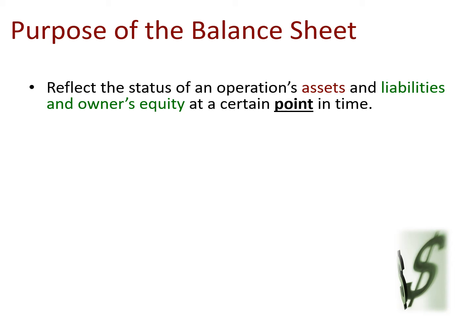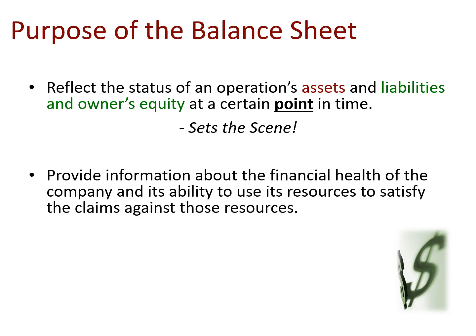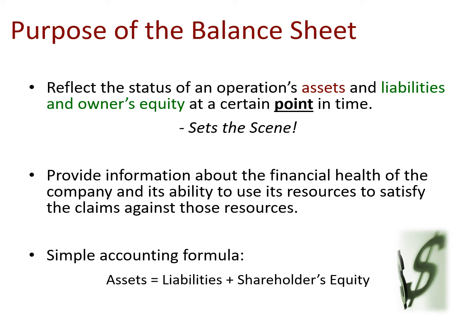We talked about accounting being the official language of business. When we talk about that, we said that the income statement tells the story, but here we'll say the balance sheet sets the scene. The balance sheet provides information about the financial health of the company and its ability to use its resources to satisfy claims against those resources. The simple accounting formula that everybody remembers if you've ever had an accounting class is assets equal liabilities plus shareholders' equity.